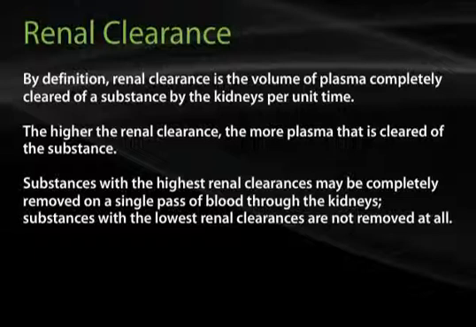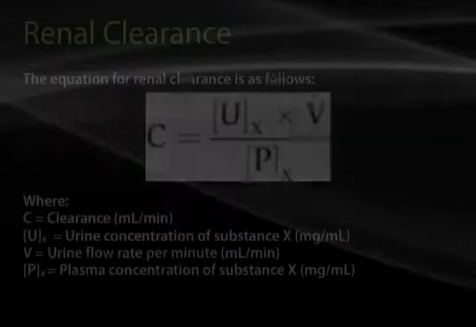By definition, renal clearance is the volume of plasma completely cleared of a substance by the kidneys per unit time. The higher the renal clearance, the more plasma that is cleared of that substance. Substances with the highest renal clearances may be completely removed on a single pass of blood through the kidneys. Substances with the lowest renal clearances are not removed at all.